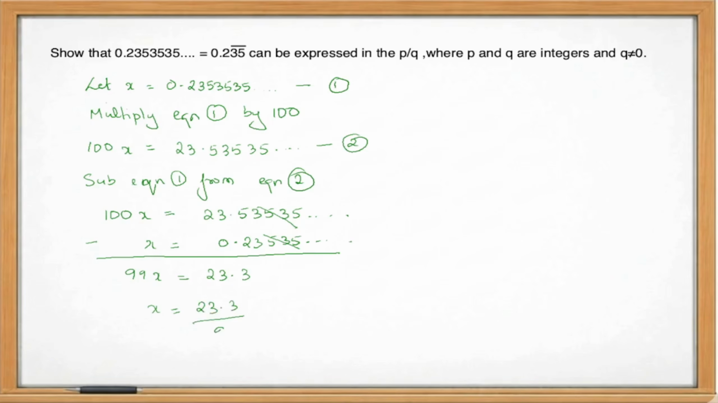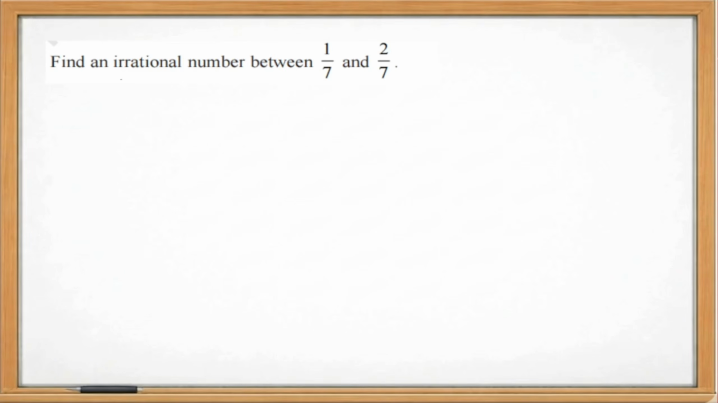So this can be written as x equal to 23.3 divided by 99. Then to remove this decimal from this number, we multiply it with 10, and when you're multiplying the numerator with 10, you have to multiply the denominator also with 10. So this will become 233 divided by 990. So the value of x is equal to 233 divided by 990. Okay, is this clear? Now let us go to the next page.